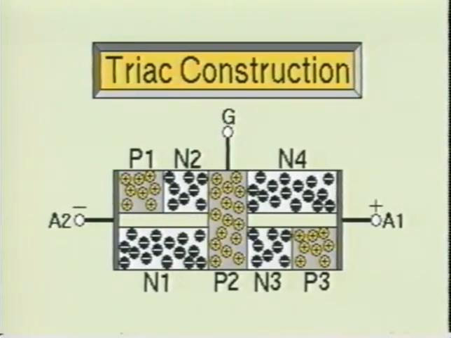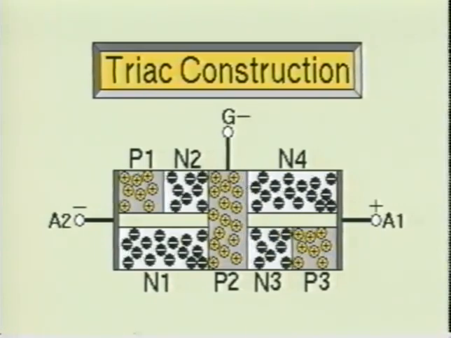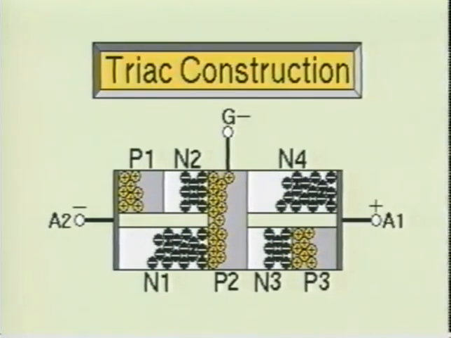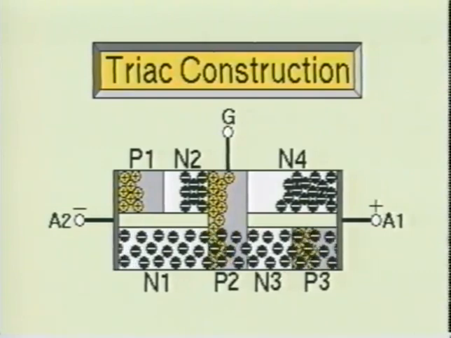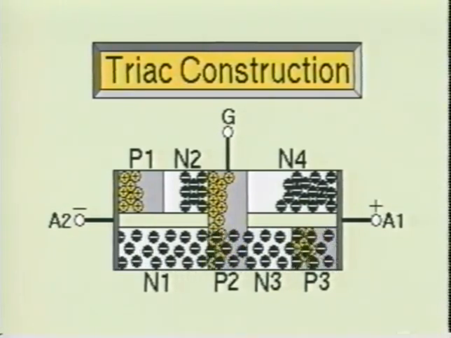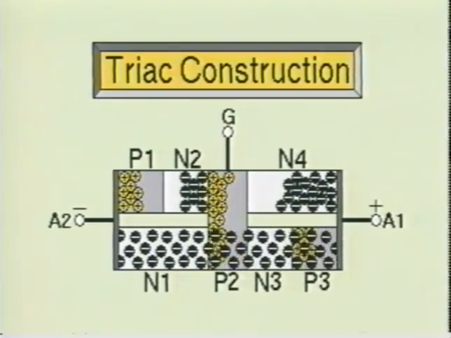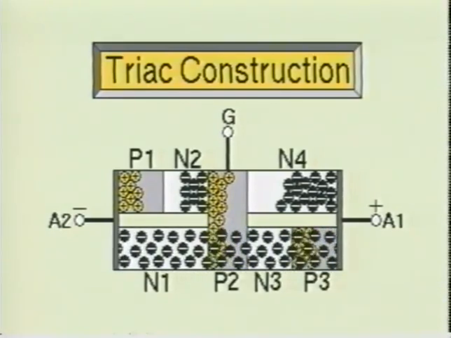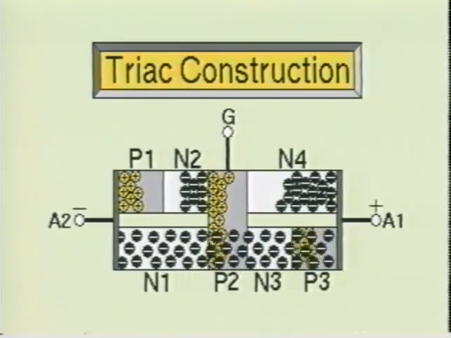Now suppose we make A2 negative with respect to A1, and the gate is pulsed with a negative signal. The PN junction between N3 and P3 will become forward biased. At the same time, the PN junction between N3 and P2 will become reverse biased. As this occurs, the PN junction between P2 and N1 will become forward biased and allow the minority charge carriers to be pulled through the N3 section. After the minority charge carriers have flowed through the N3 section, they will easily pass through the forward bias junction of P2 and N1 and cause the triac to turn on in the opposite direction.